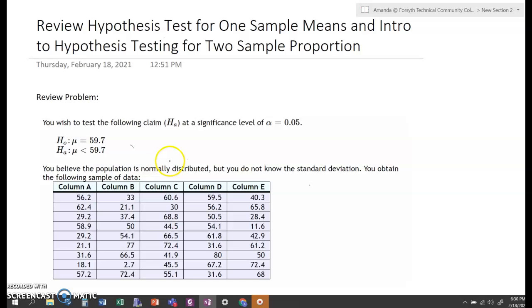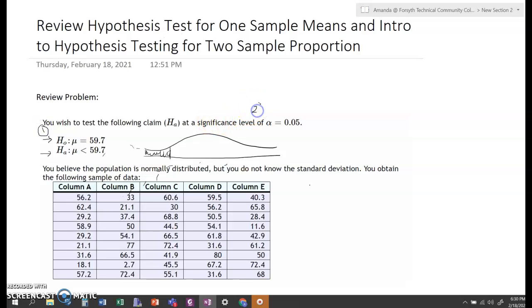So here I have, let me see if I can find where my pen is. Oh, there it is. Okay, so we're given our null hypothesis here that the mean is equal to 59.7, and we have an alternative hypothesis that our mean is less than 59.7. So we think it might actually be less than. So I'm going to draw my normal curve. I know I'm looking for something off to the left. This is a left-tailed test. That's our step one in our hypothesis test.